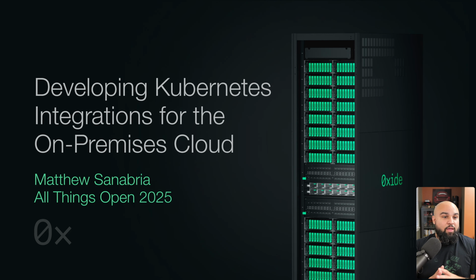So let's dive in. Developing Kubernetes integrations for the on-premises cloud. This is me, Matthew Sabri, and I presented this at All Things Open 2025. The on-premises cloud is very interesting because we have so many public clouds out there, AWS, GCP, Azure, but what is the on-premises cloud? And spoiler alert, obviously you see from my title slide, it is Oxide, the on-premises cloud. Although this is not an Oxide product pitch, this is just the developer experience of developing Kubernetes integrations for such an on-premises cloud, right? A computer that's on-prem, but has these sort of cloud APIs that you know and love.